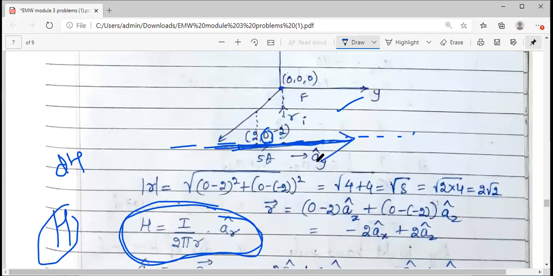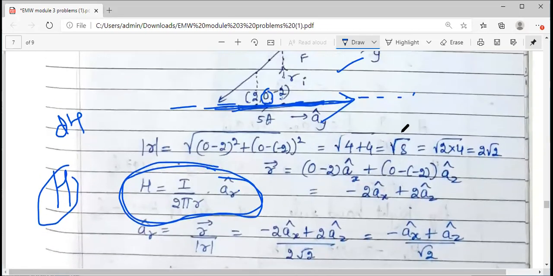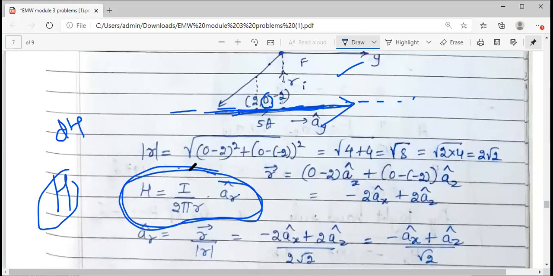The filament current is in this direction. Okay, fine. Now, moving to the calculations. Using this formula, the current is given to you. The distance is unknown to you. You need to find H, R is unknown to you, and the unit vector is unknown to you.